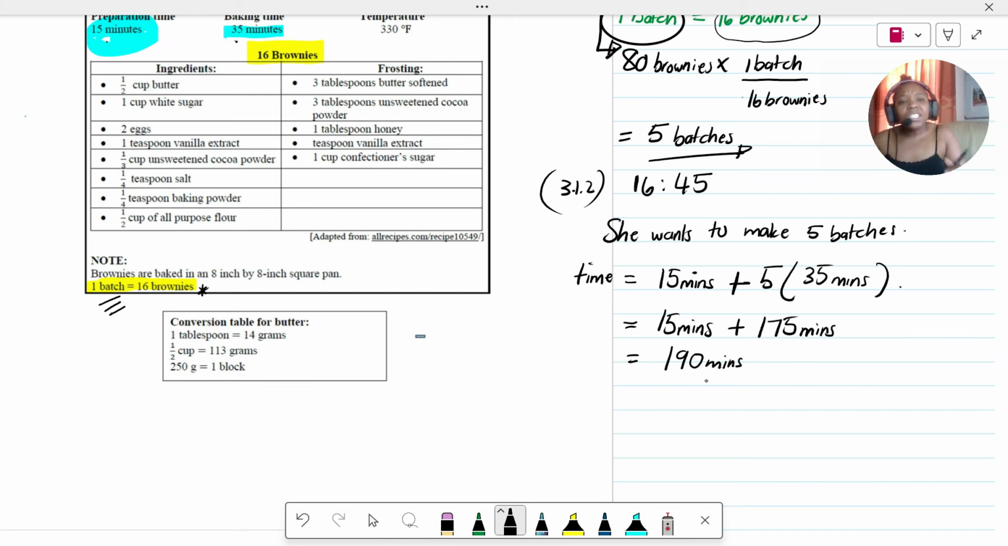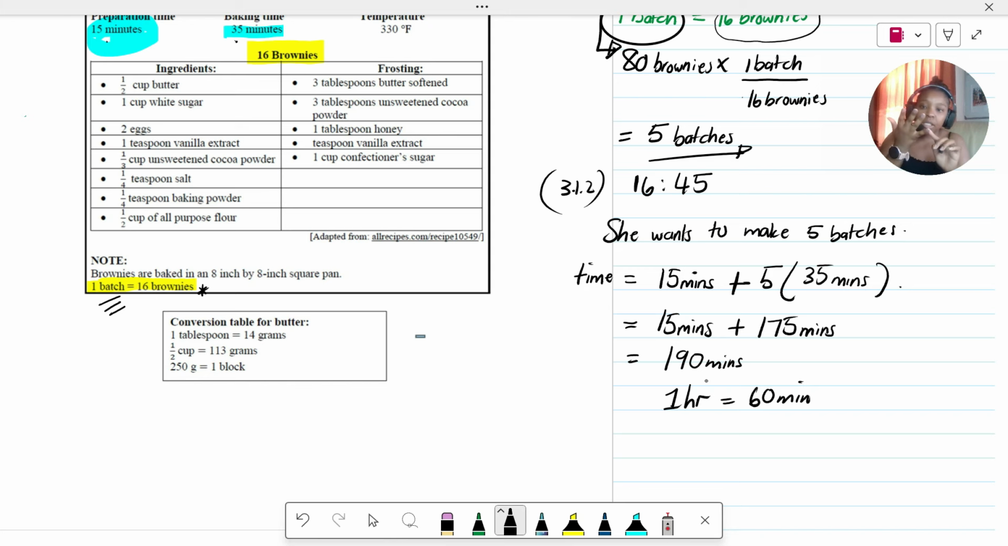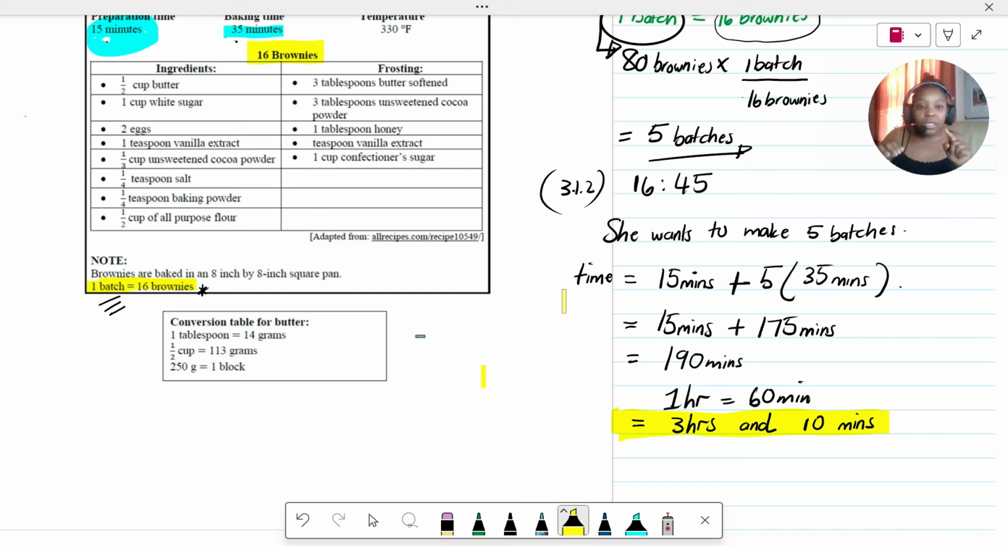So the tip here is just to convert these minutes to hours, because 1 hour is equal to 60 minutes. Let's see how many full hours we have in those 190 minutes. We can see 6, 12, 18. So this is basically equal to 3 hours and 10 minutes. That's how long it will actually take her to prepare and bake the 5 batches. 3 hours and 10 minutes, because 1 hour is equal to 60 minutes, so it's 6, 12, 18. So 180 minutes is 3 hours, plus the 10 minutes.